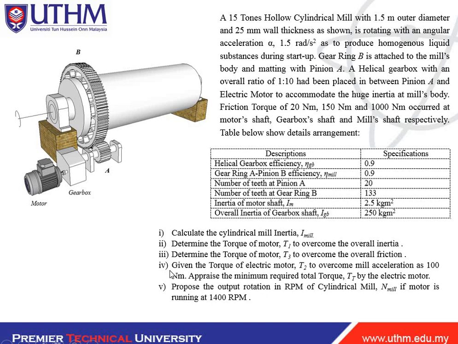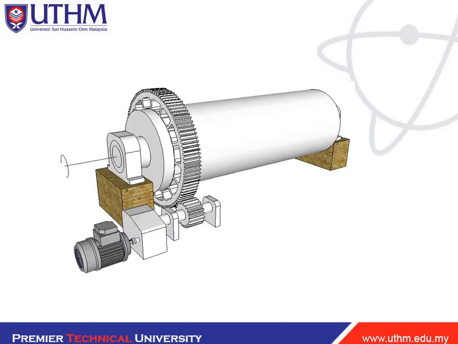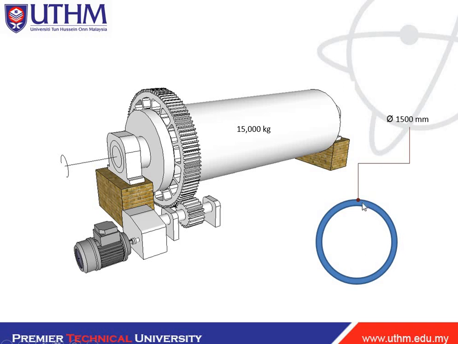Let's see how we are going to solve the question. 15 tons is equal to 15,000 kg. Given the external diameter of the hollow cylindrical mill's body is 1500 mm, because the thickness is 25 mm, the internal diameter is 1450 mm. And then given the angular acceleration of the mill shaft, which is attached together with the mill body, is 1.5 radian per second squared, so the mill is accelerating at 1.5 radian per second squared for the initial stage during startup.